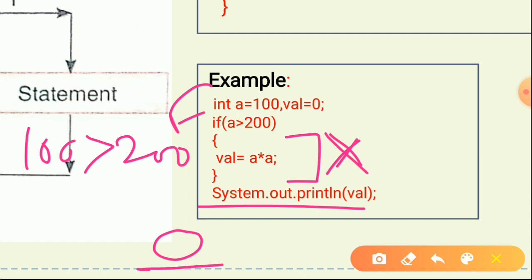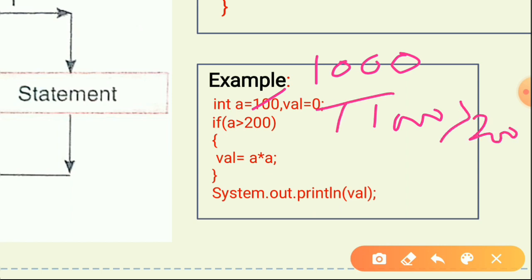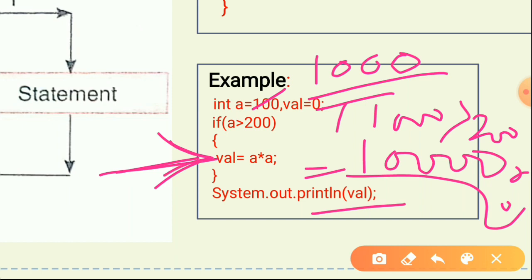Now see again, if we change the value from 100 to 1000. Assume that the value of a is 1000, then 1000 is greater than 200, the condition is true, so this statement will get executed. That is 1000 multiplied by 1000, you will be getting 6 zeros over there, and this is basically the output. The value of val will get changed because this condition was true.